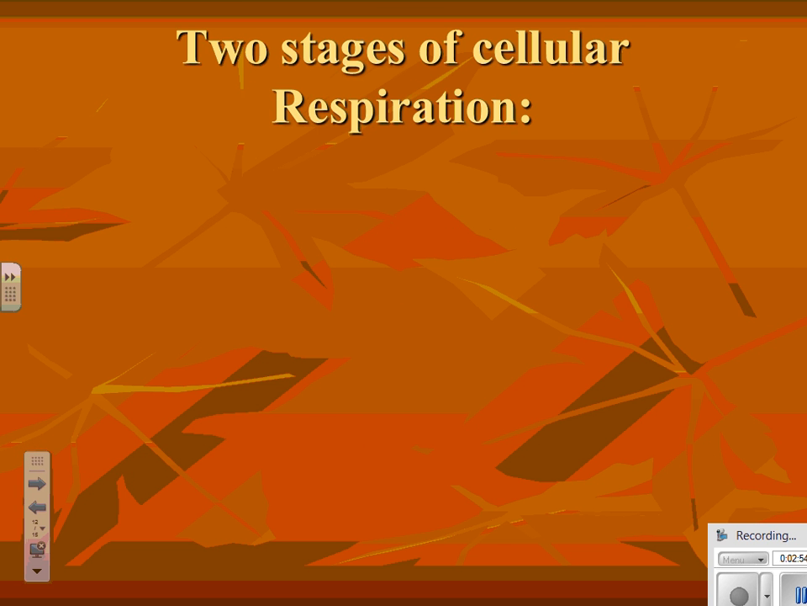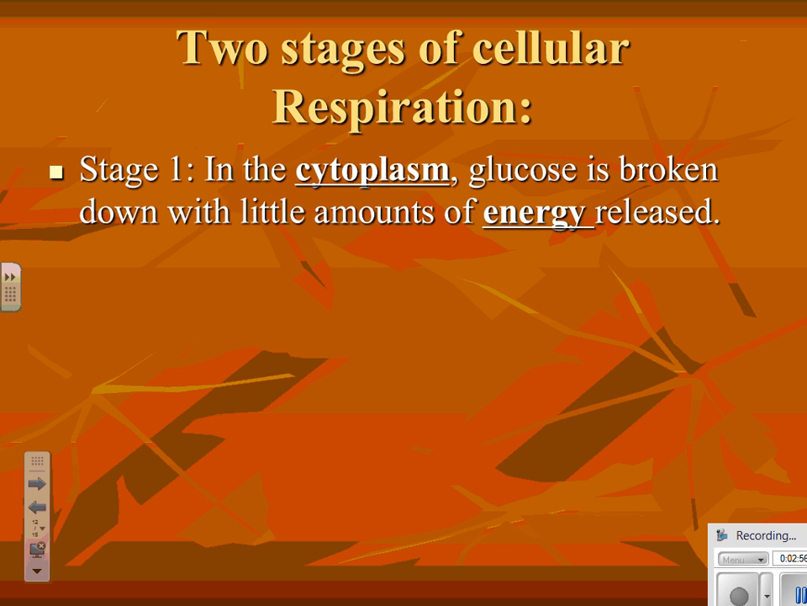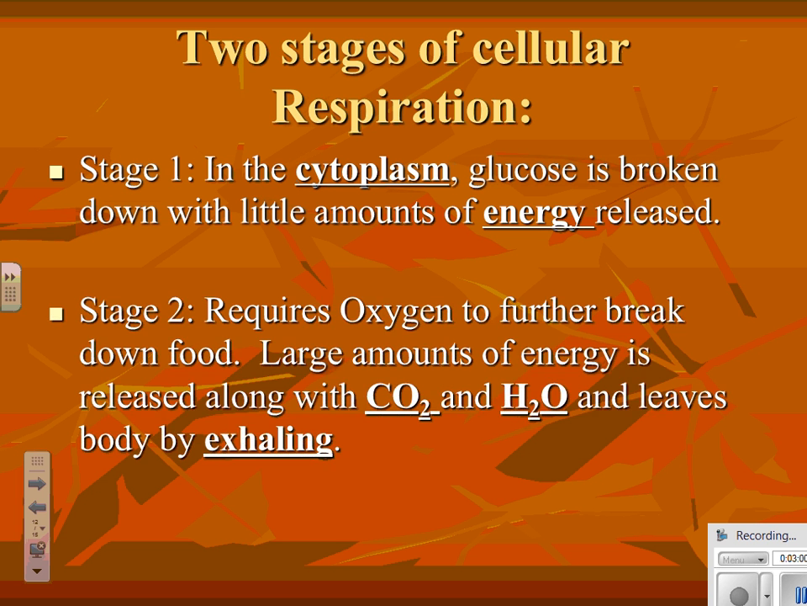There's two stages of cellular respiration. In stage 1, in the cytoplasm, the glucose is broken down and a little bit of energy is released. But in stage 2, here's where the oxygen is going to break the food down a little bit more, and there's large amounts of energy released. Here's also where you're going to exhale carbon dioxide and water, and this happens during exhaling. Because a lot of energy is used for this process, this happens in a particular organelle. It's the organelle that powers the cell, so you should be thinking mitochondria.